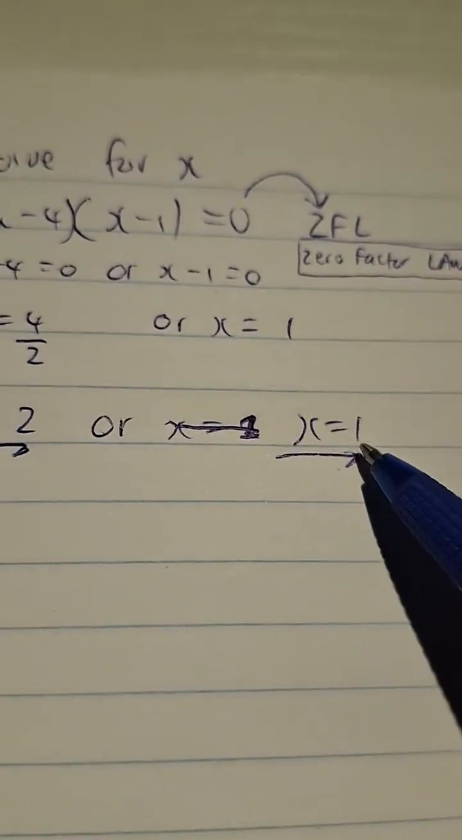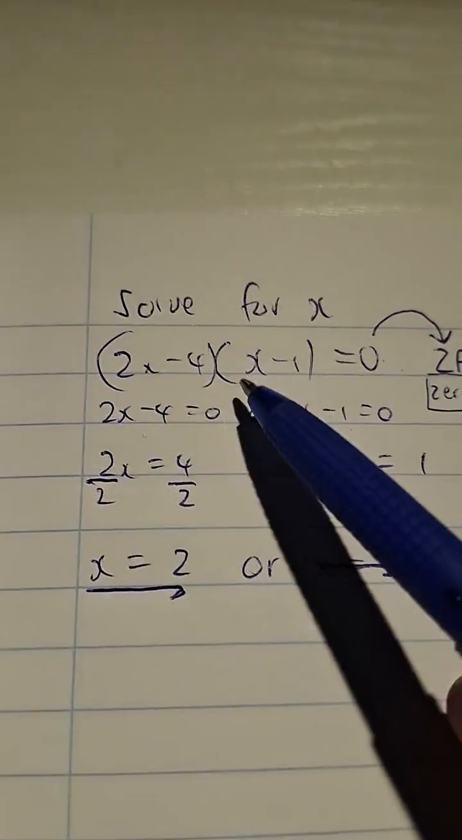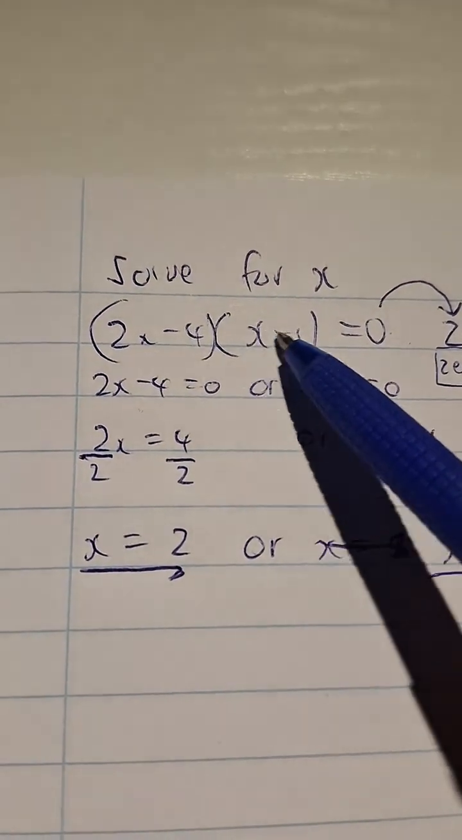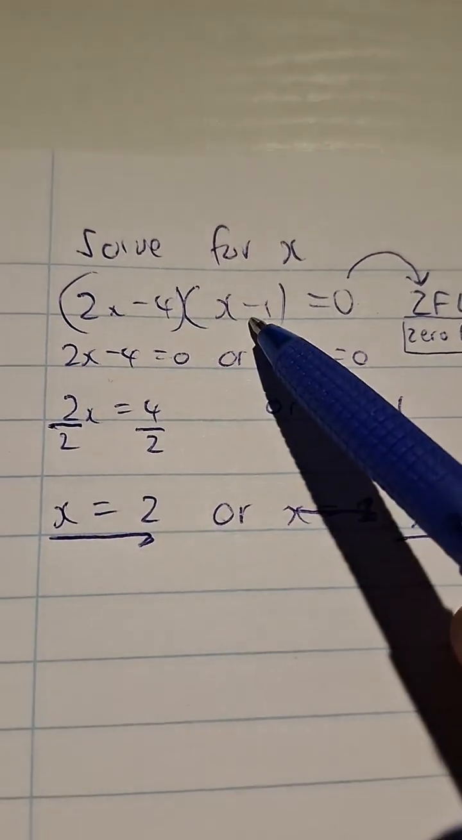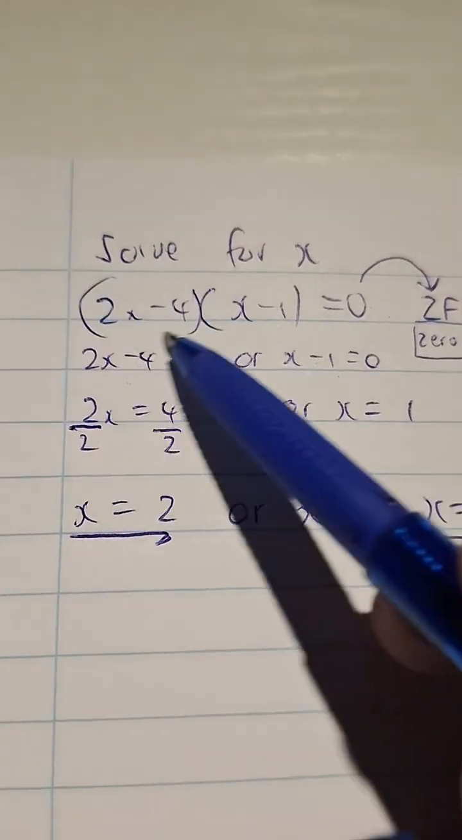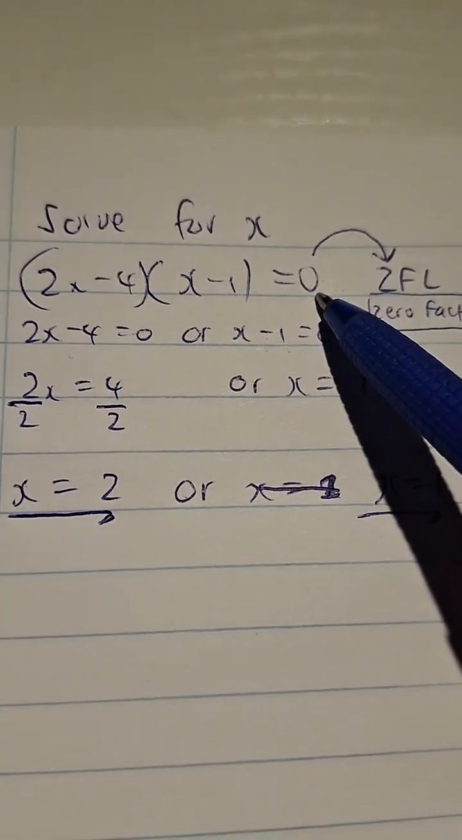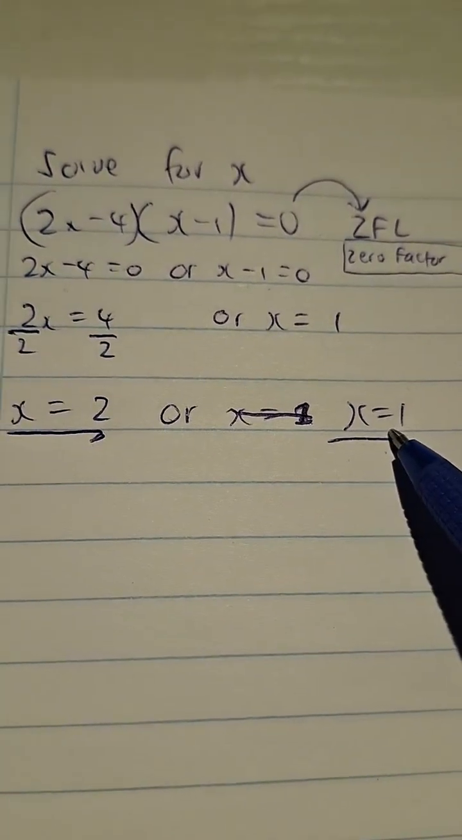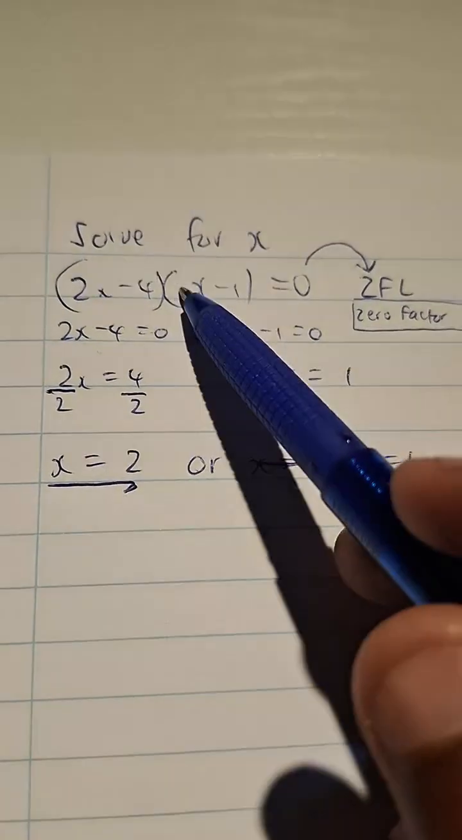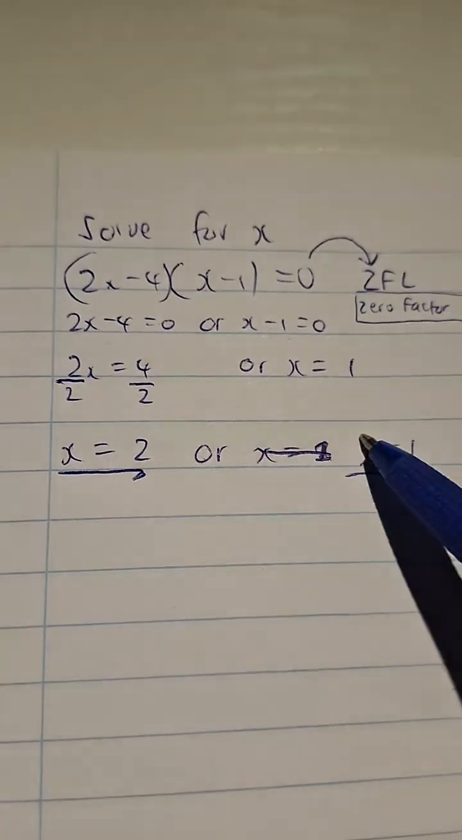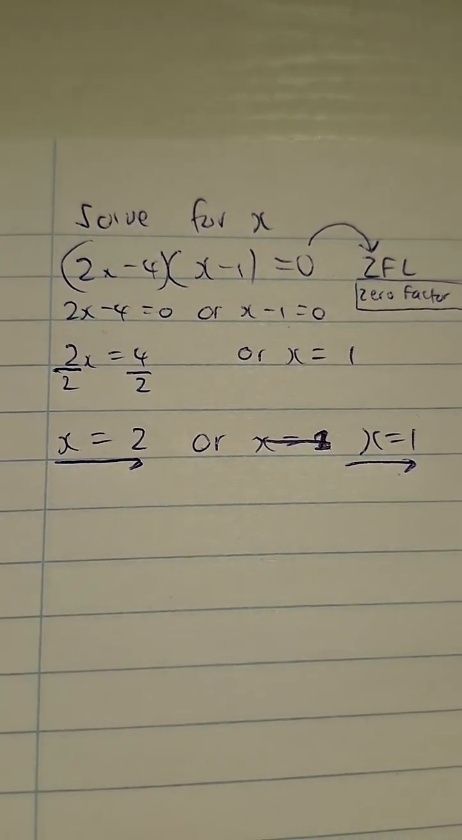Same thing with this one. If we take the 1 and we substitute it in the place of x, what's 1 minus 1? It gives you 0. What's 0 times this entire bracket? It gives you 0. So that means this x is equal to 1 also satisfies the equation. So that's why these two answers are correct.